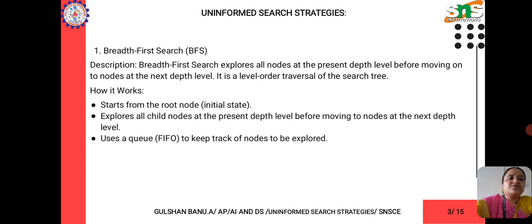What is breadth first search? The breadth first search explores all nodes at the present depth level before moving on to the nodes at the next depth level. It is a level order traversal of the search tree. So how does it work? It starts from the root node and explores all the child nodes at the present depth level before moving to the nodes at the next depth level. What queue does it use? It uses the first in, first out queue.